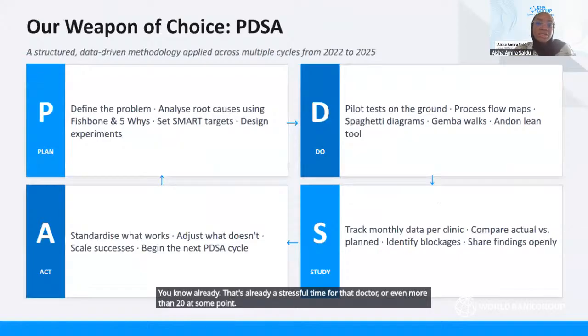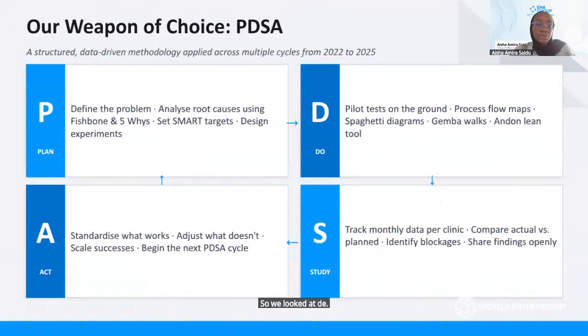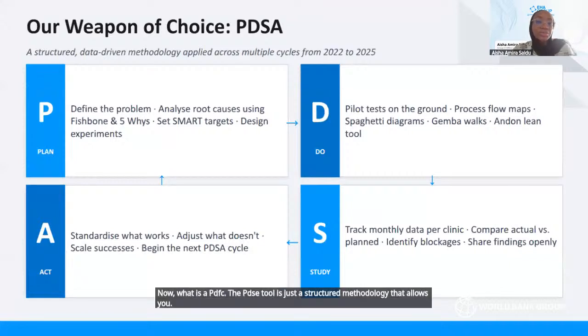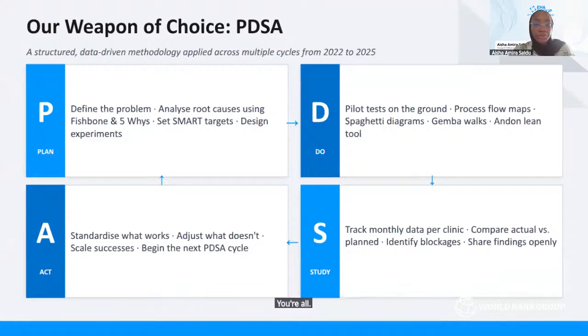So we looked at deploying different lean tools, and we thought about the PDSA. Now, what is a PDSA? The PDSA tool is just a structured methodology that allows you to continuously improve in cycles. So it doesn't stop at one cycle. It just means that when you have your team seated, you're all thinking about how to keep on improving your system. So you would have as many PDSA cycles for one problem.